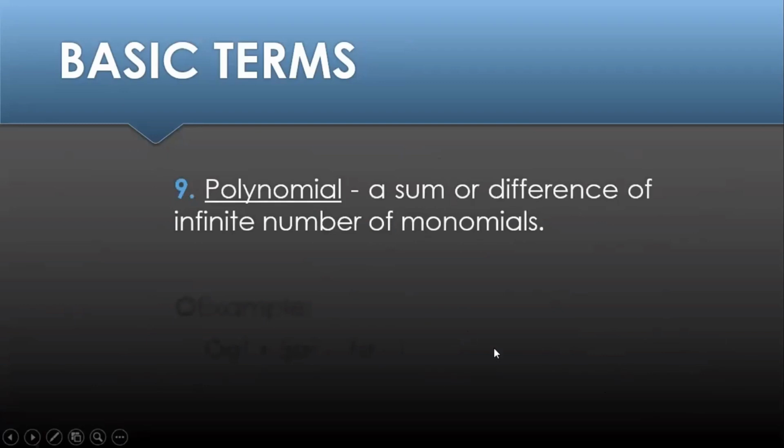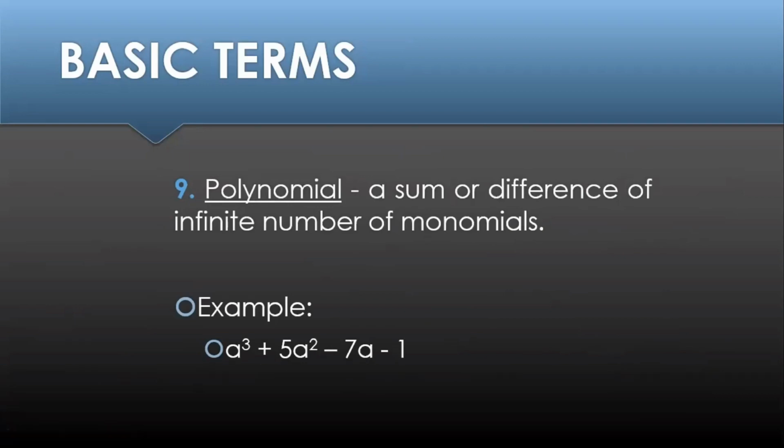Next, we have polynomial. It is a sum or difference of a finite number of monomials. Example, a cubed plus 5a squared minus 7a minus 1. So given this definition of polynomial, we can call any monomial, binomial, or trinomial a polynomial. So those three are under the name polynomial.